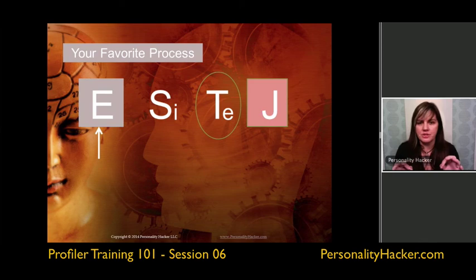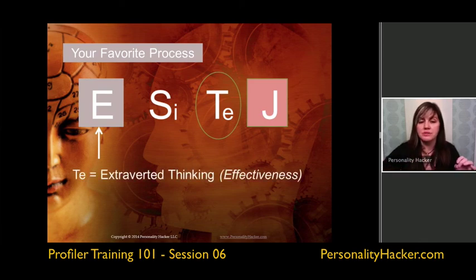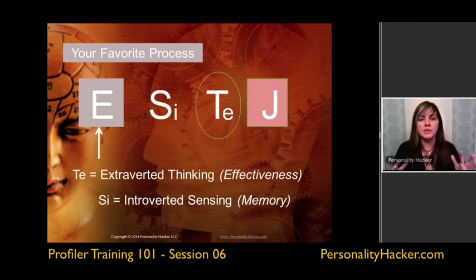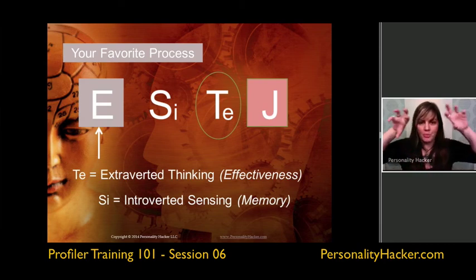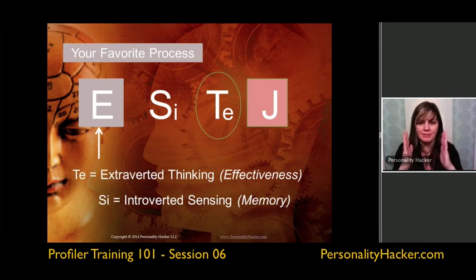Dominant cognitive function. And that means, all right, TE, extroverted thinking, what we call effectiveness, that means their auxiliary process is introverted sensing or memory, okay? So their dominant process is extroverted thinking, their auxiliary process is introverted sensing, all right? Make sense? That's how we figured it out. We use the bread at the end to figure out the meat in the middle, all right?